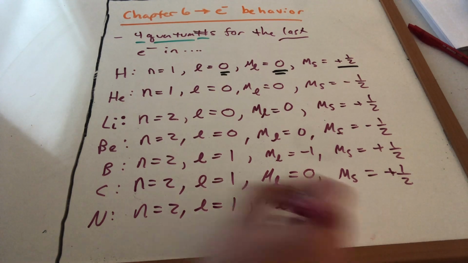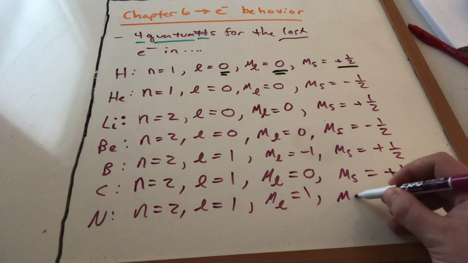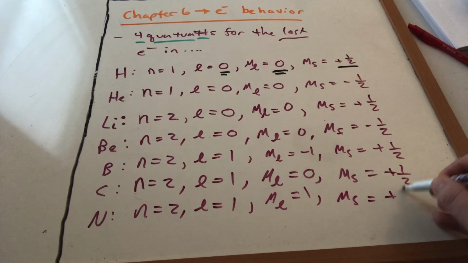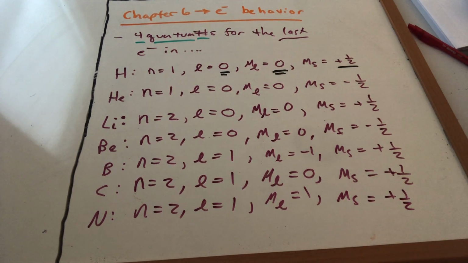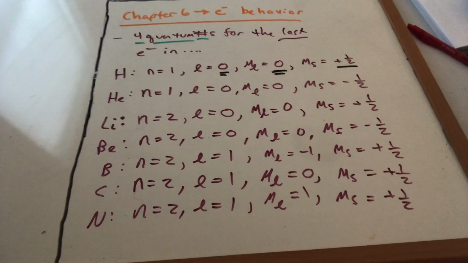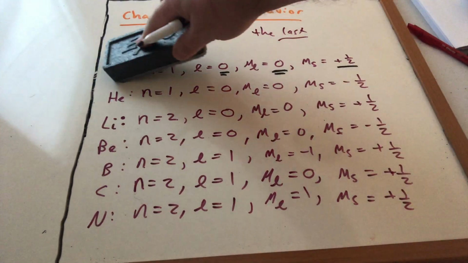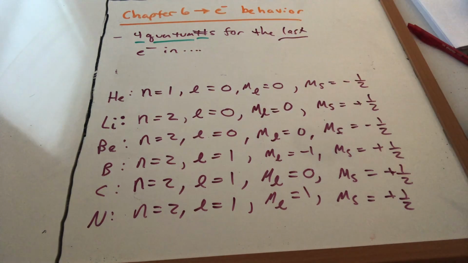We put 1 in each before we double up. Right? That's the last electron in nitrogen. Those are the same 4 quantum numbers for the 7th electron in any atom. Now when we go to oxygen, I'm just going to write it back up here.